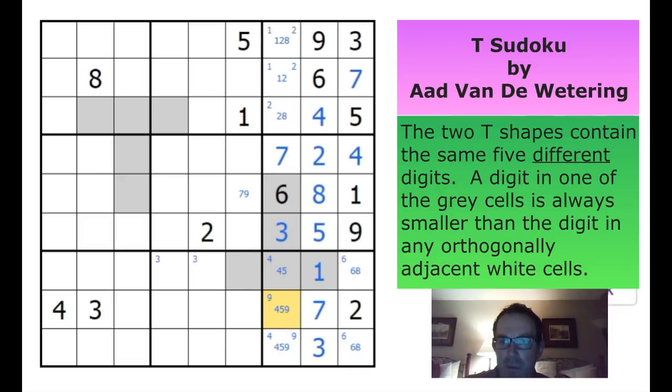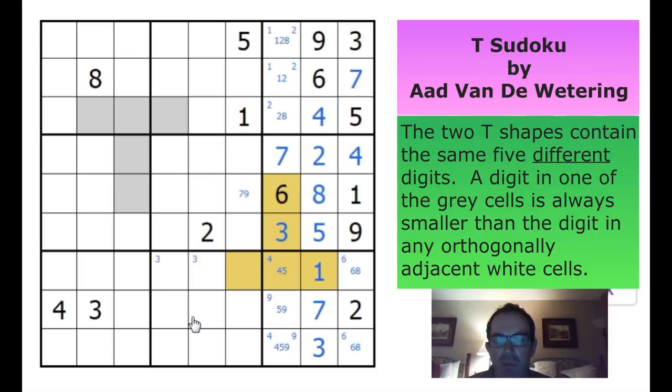This can't be a 4, because of the 4 over here, look. So what am I meant to do next? I can see, look. Let's look at what we've got in this T shape now.